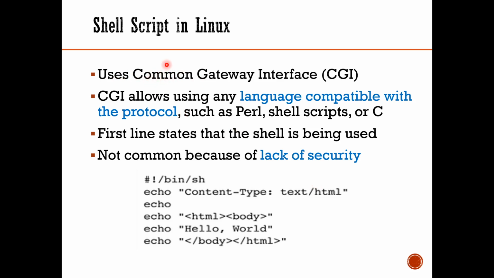All right, so coming to Linux here, Linux uses shell, or it uses CGI, as we have mentioned here. It allows any language compatible with the protocol, such as Perl, C, and Shell, to be used and manipulated here. So the first line states, as we can see, an example of shell programming, or shell scripting. This indicates that the shell is now active and being used.